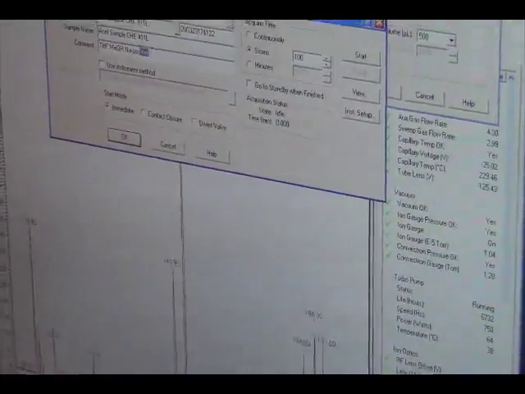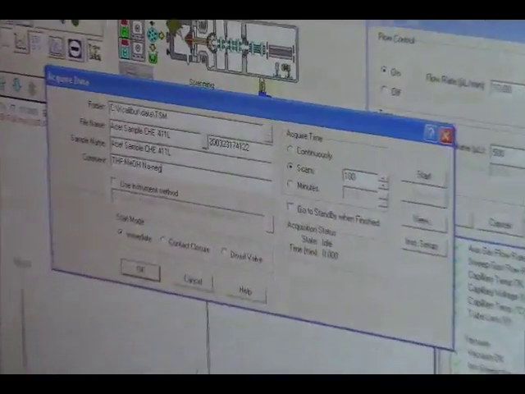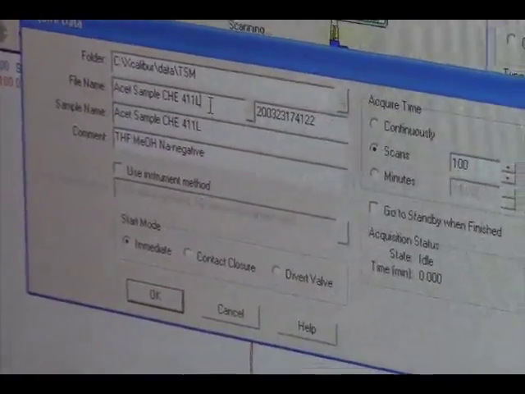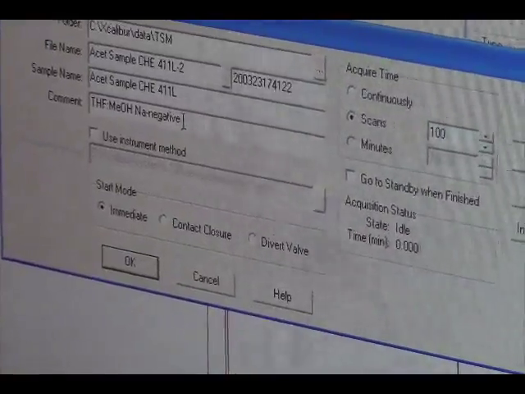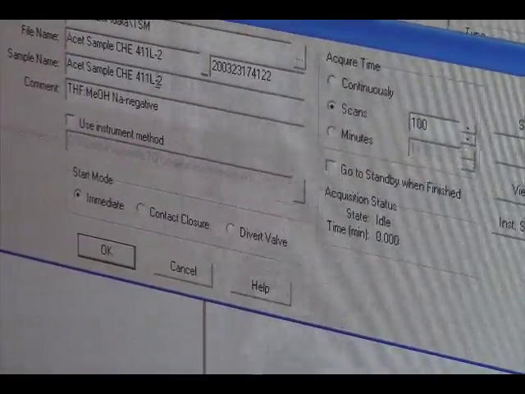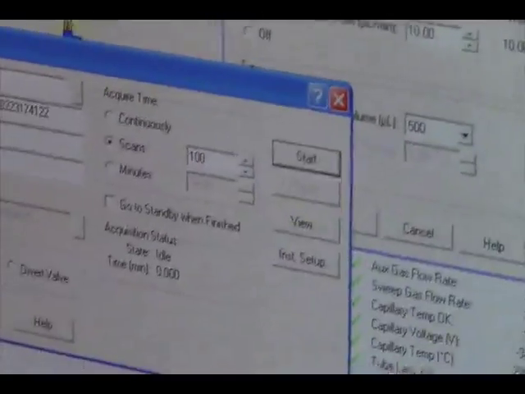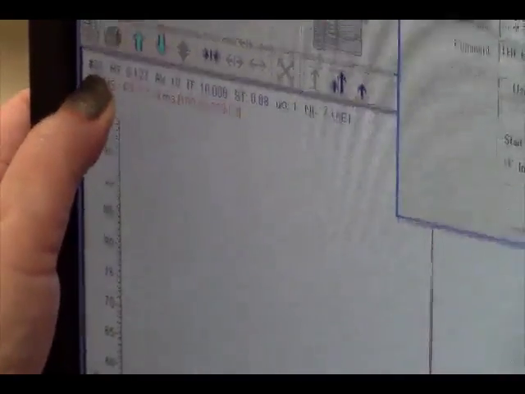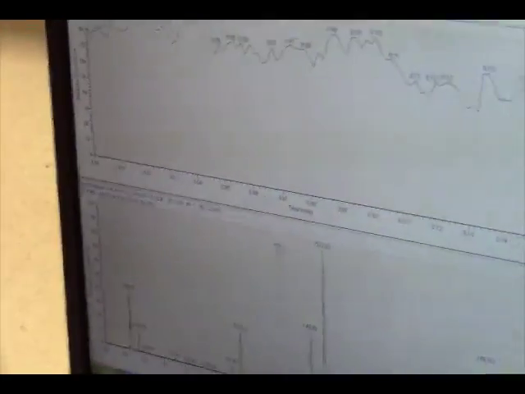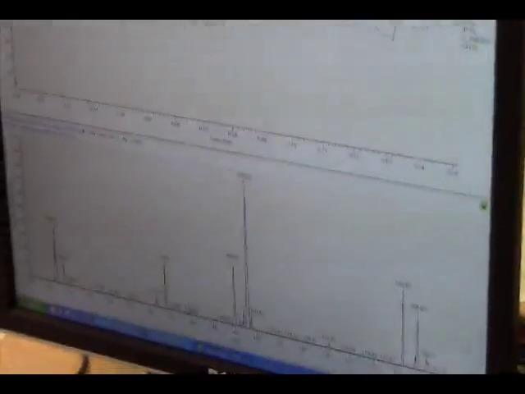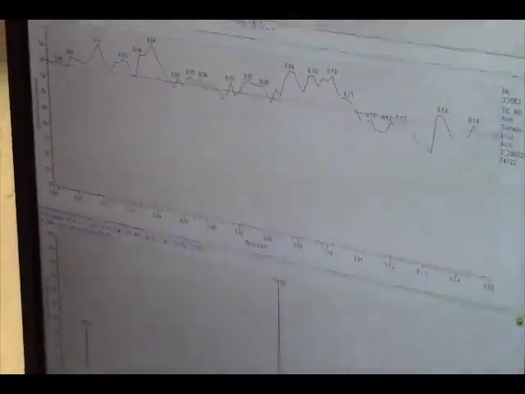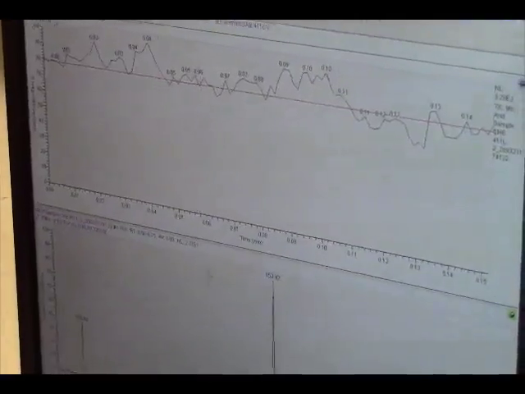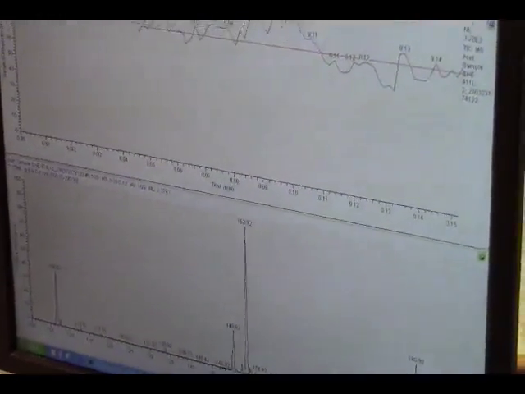So now we're going to do negative. And this is going to be 2. Start collecting. And we are almost at 100. Boom, we're there. So now we can view. Our total ion current here does not look as nice as it did with the positive mode, but you can discuss why that is. Let's go ahead and print this.